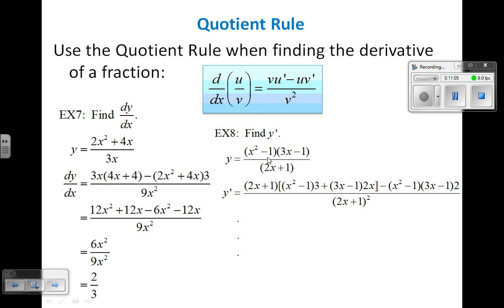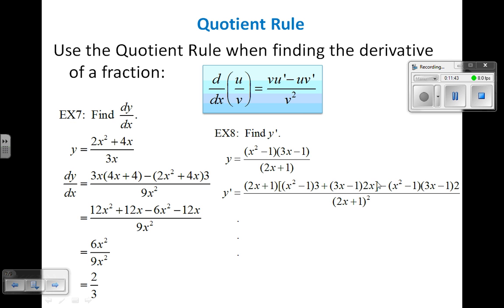My second example, I just tried to make it even more complicated because on top here, there's a product. So this is going to be a quotient rule where, whenever I need the derivative of the top, this part of my formula, I'll have to do a product rule. Or I suppose I could multiply it out, but I'm going to stick with product rule because it's kind of fun. Okay, so we got the bottom, which is 2x plus 1, times the derivative of the top. So the derivative of this top with product rule: x squared minus 1 times the derivative of this, which is 3, plus the second thing here, 3x minus 1, times the derivative of the first parentheses, which will be 2x.